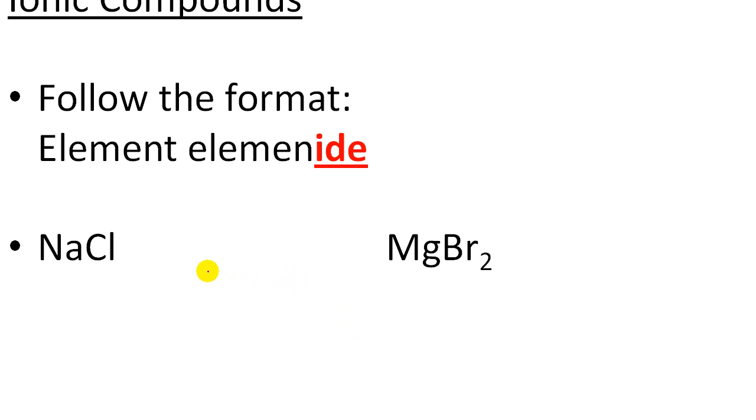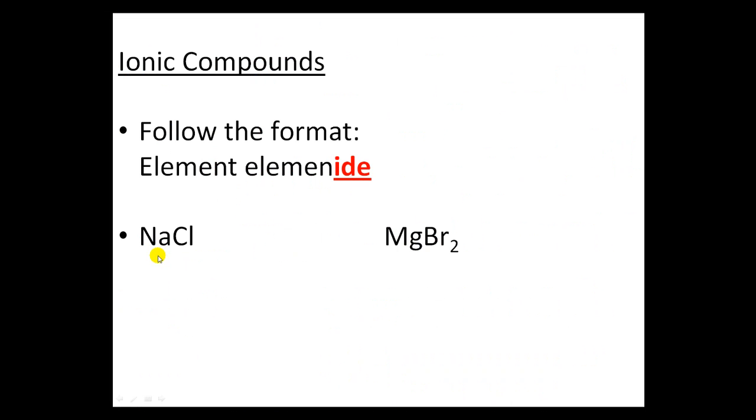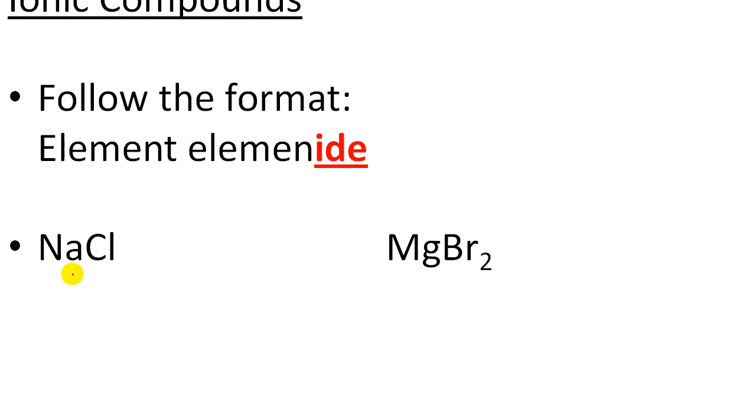So let's take a look at these two examples over here. The first one is Na bonded to a Cl. Looking at the periodic table, you can see that sodium is over here on the metal side, and chlorine is over here on the non-metal side. So yes, they are definitely a metal bonded to a non-metal, so we can use this naming system. As I said before, the naming system follows this format: element, element-ide, meaning that the first element, you don't change its name, you keep it exactly the same. So for instance over here, Na, you write down sodium.